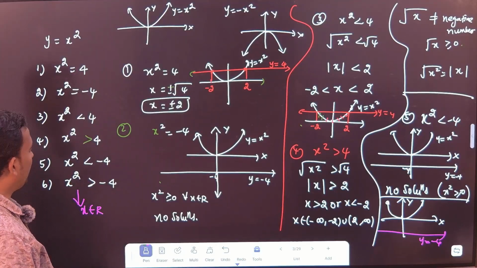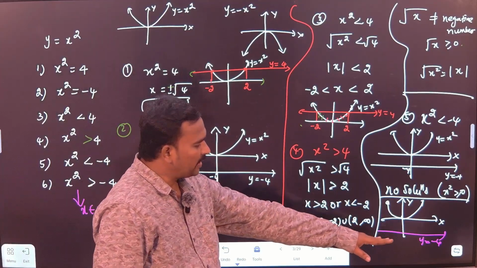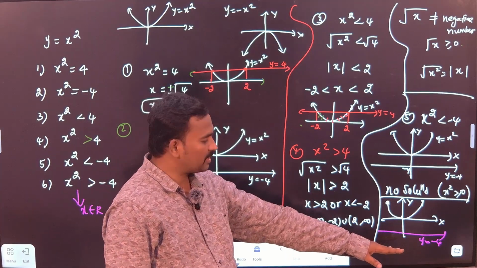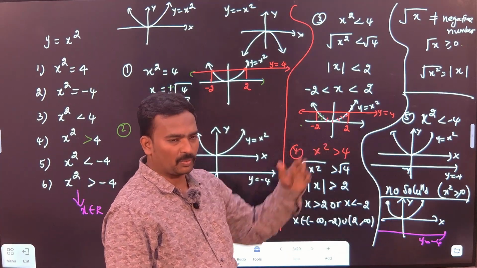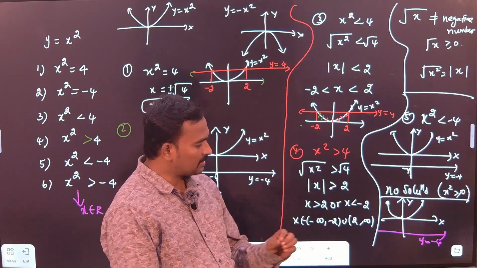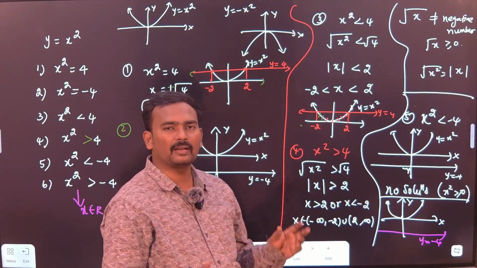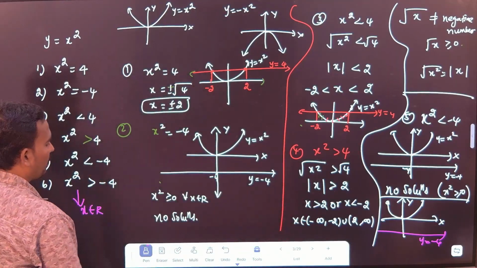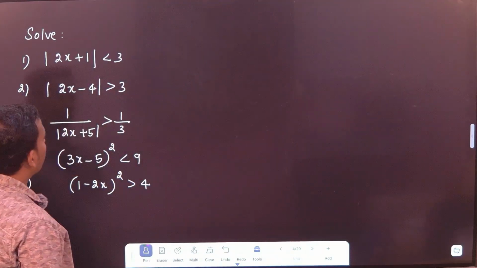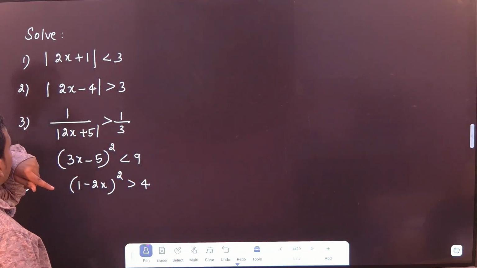Understand? Okay. Because y equals minus 4 is parallel to the x-axis, and x square is more than minus 4 only there. That means it's completely satisfied for any real number, right? Okay, I hope everyone understands, right? Fine. Let's discuss this one quickly.